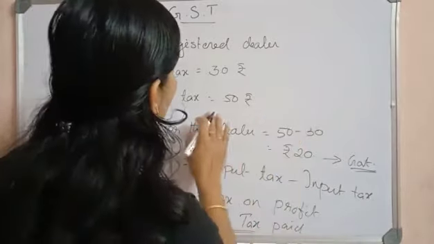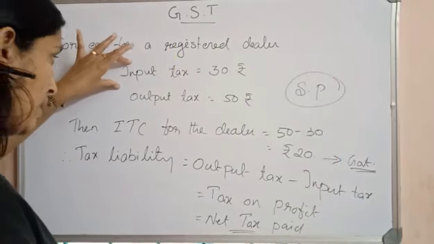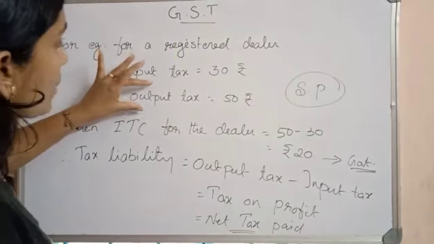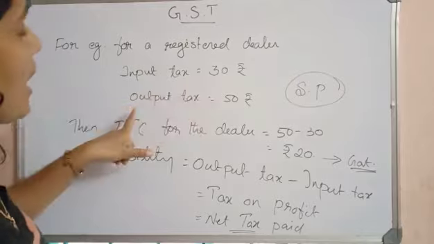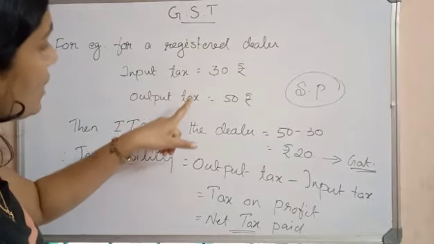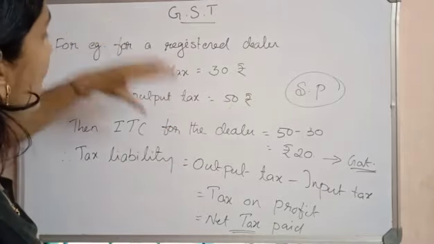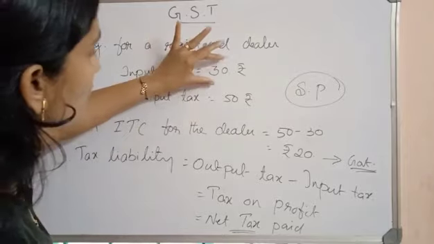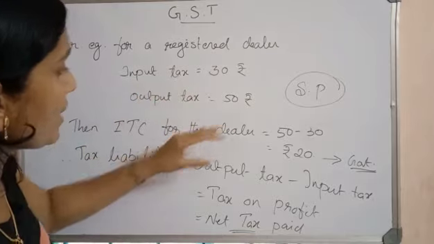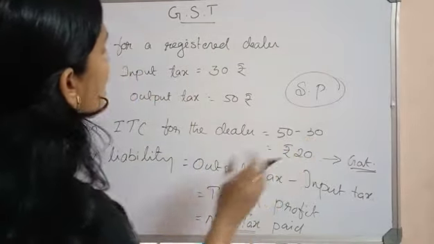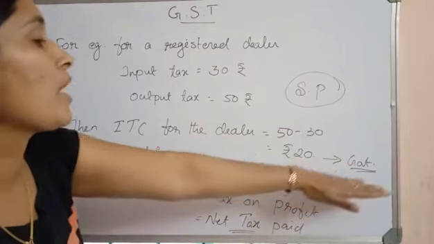We have already seen that the tax is calculated on the selling price. So here, after making the purchase of a certain product, he would have increased the price of that, and the output tax will be calculated on the selling price. The tax paid while making the sale is rupees 50, and the input tax, that is the tax paid during the purchase of the product, is rupees 30. And then the ITC is calculated as the output tax minus the input tax, that is 50 minus 30, that is rupees 20, the actual tax that is paid to the government.